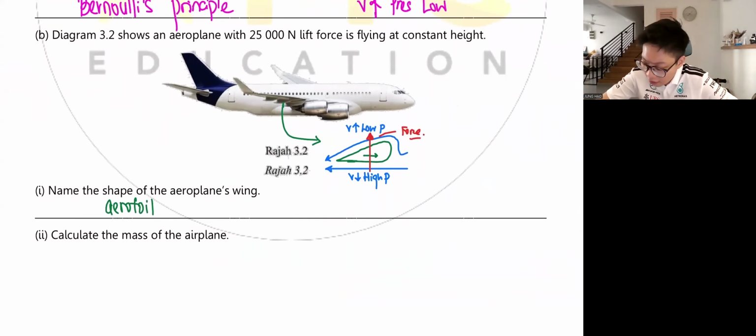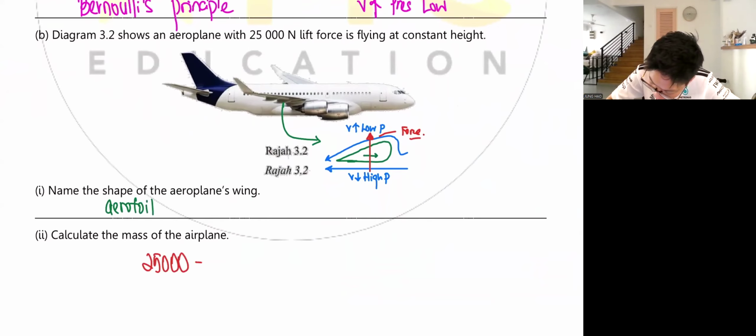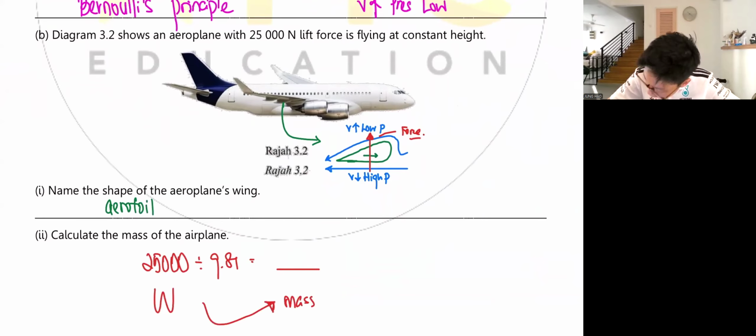After that, they ask you to do something very simple here. They want you to calculate the mass of the aeroplane. 25,000 Newton, you have to divide by 9.81 because we're going from weight to mass. So we will divide by 9.81.